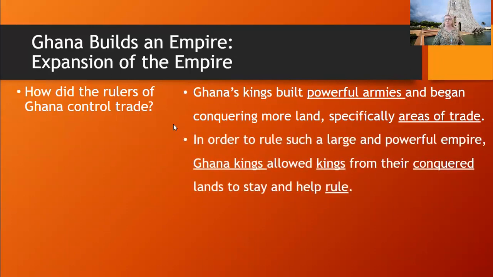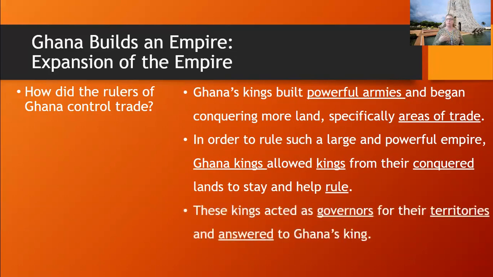In order to rule such a strong and powerful empire, the Ghana kings allowed the kings of those conquered empires to stay on their land and help them rule. They did have to follow the orders of the king, but they were more like governors of their territory. So they had to follow Ghana law, under the Ghana king. But to their people, they were still in charge. They still got to keep their big fancy houses and castles, the temples that they built, things like that, and they were able to keep a lot of their money and goods, but they did have to answer to the king.